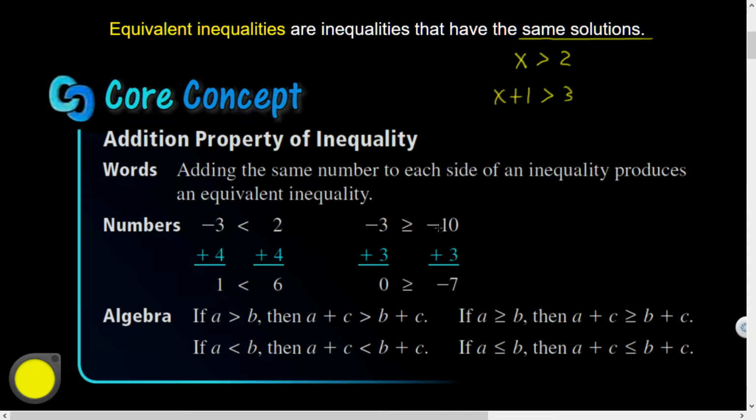Or how about this? Negative 3 is greater than or equal to negative 10. Is that true? Yeah, negative 3, I would rather owe someone $3 than $10. So yes, negative 10 is less than negative 3. If I add 3 to both sides, is 0 bigger than or equal to negative 7? Yeah, still true. Here's the algebra: if A is greater than B, then I can add C to both sides, and it will still be greater.